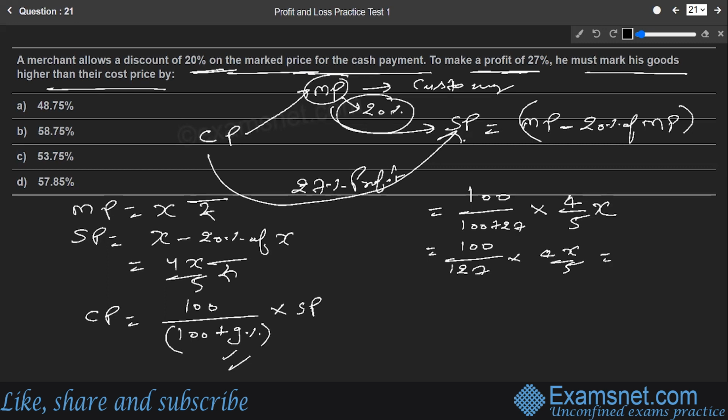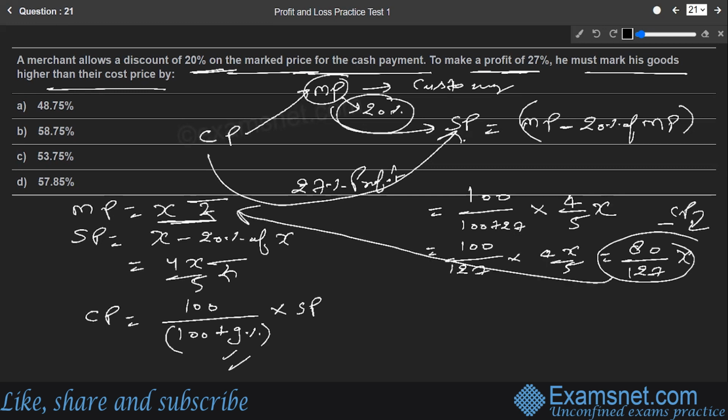That is nothing but, if you solve this further, this gives you the ultimate value as 80 by 127X. That should be the ultimate cost price. So this is the cost price, this is the mark price. Now they ask how much percent higher than the cost price should be marked as the mark price. The cost price is 80 by 127X and the mark price is marked to be X rupees. So how much percent higher?